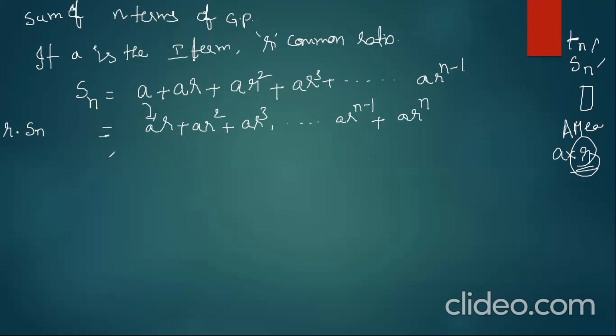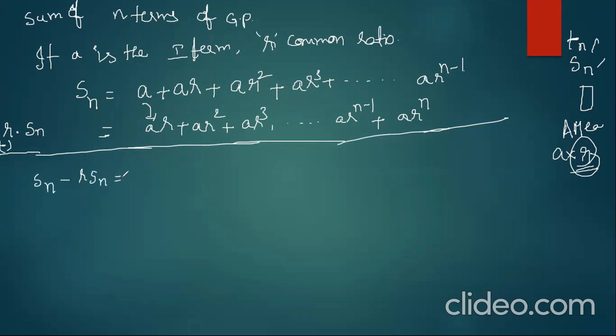Now, I am subtracting these two. If I subtract these two, what do I get? Sn minus R times Sn is equal to A minus AR to the power of n. Only A is left, because these two get cancelled. Whenever you do subtraction, the lower signs change, so this plus changes to minus. So AR, AR square, AR cube all get cancelled. Only AR to the power of n is left.